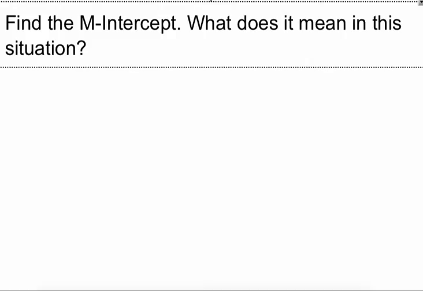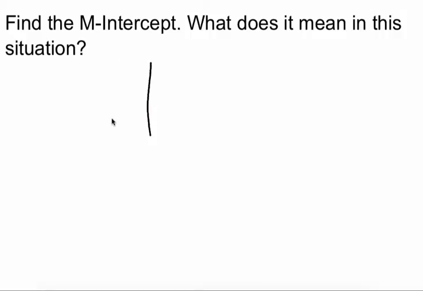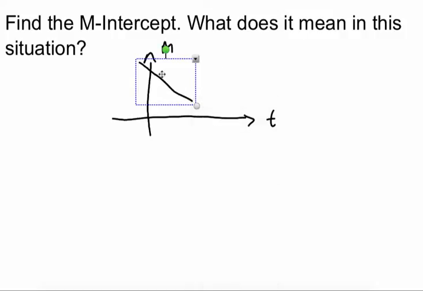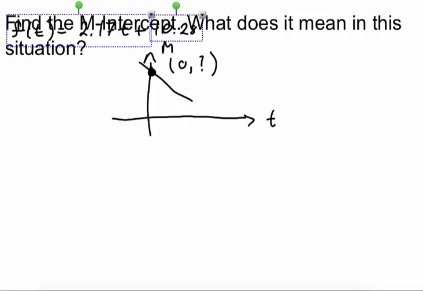The next question: what is the m-intercept and what does it mean in this situation? Interesting. If we're looking at a graph right here, time is the explanatory variable and the response variable, they've called it m. They define that in the question. And we're looking at roughly this value right here. So the m-intercept is 0, comma, some number. Now the equation should tell us what that number is. So let me grab it.